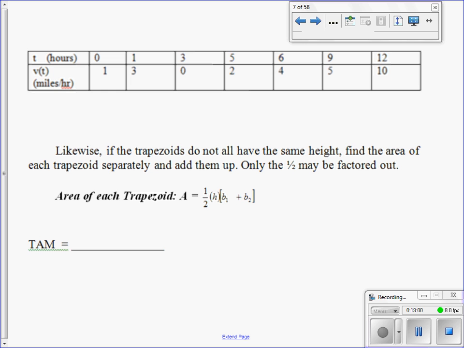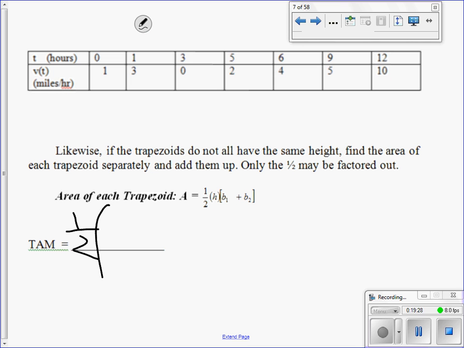Now remember, each trapezoid has an area of 1/2 the height times the sum of the bases. If the heights are all different, the only thing you can factor out is the half. For each trapezoid, you're still going to have to take the height, that's the difference in the x's, times the sum of the bases. So in the parentheses, you're going to have height times the sum of the bases, plus height times the sum of the bases for each one. Just don't forget the half. Kids, you forget the half.